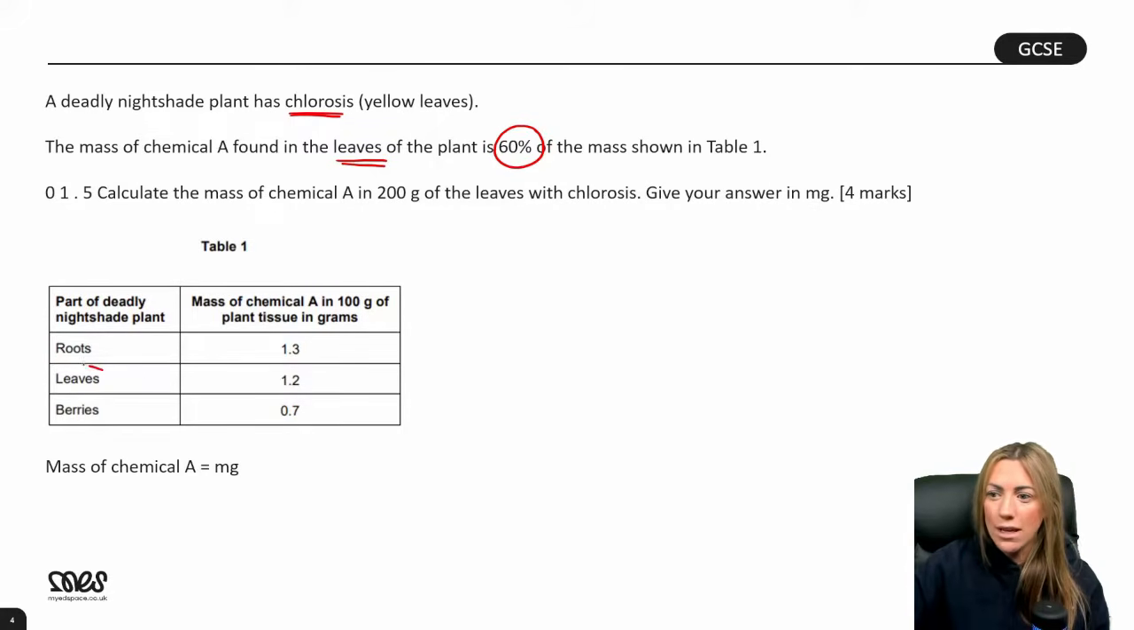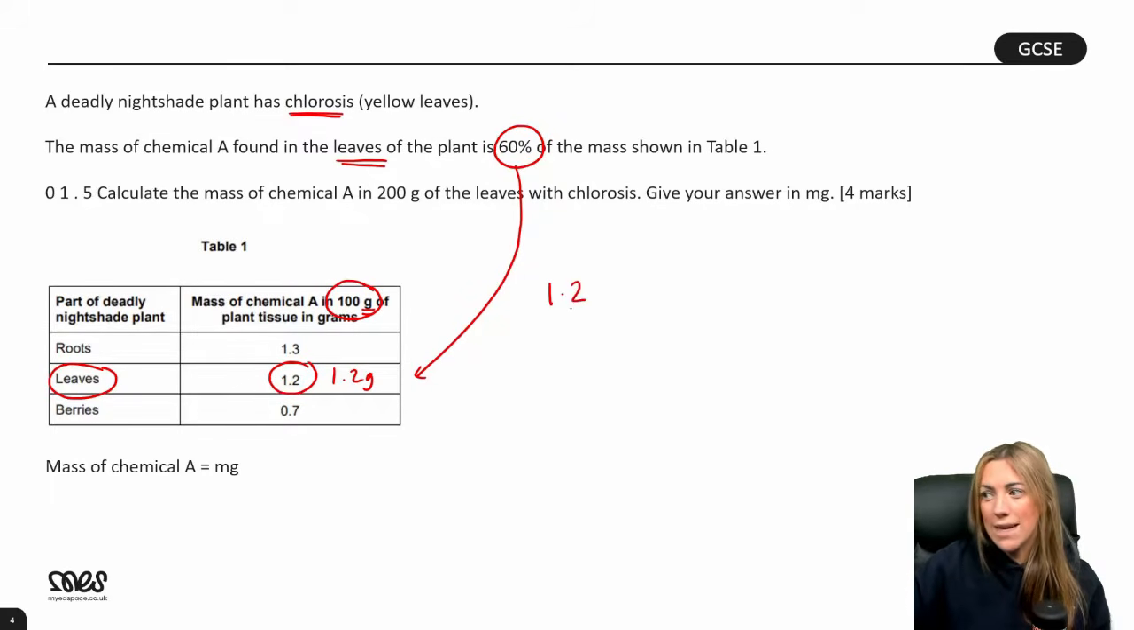So we know we're looking at the leaves, so let's just highlight that in the table. The leaves normally have 1.2 grams of chemical A in 100 grams of the plant tissue. But we know that in this plant with chlorosis, the mass of chemical A is only 60% of that shown in the table.